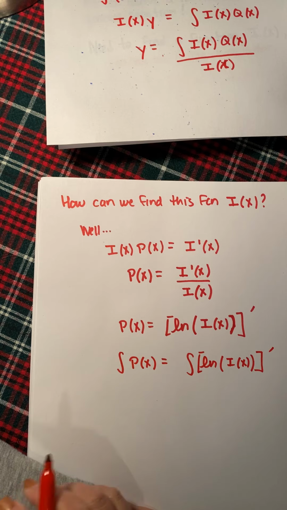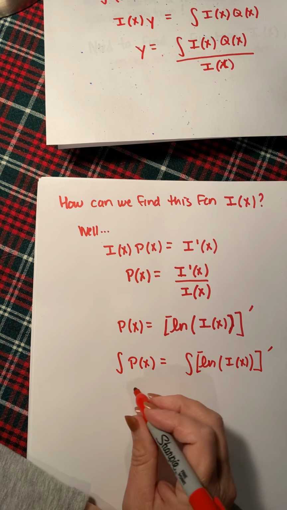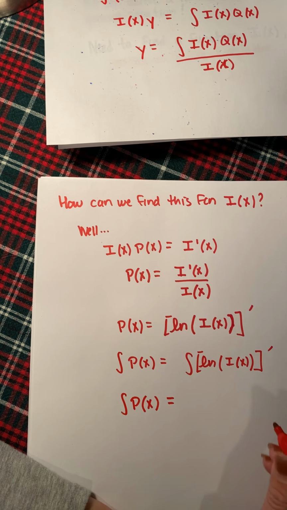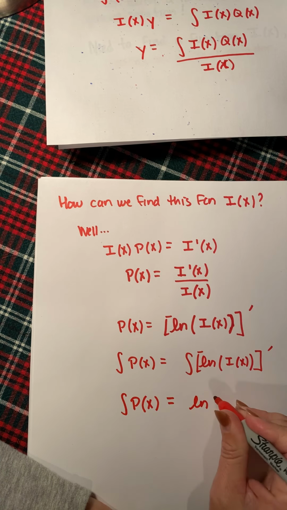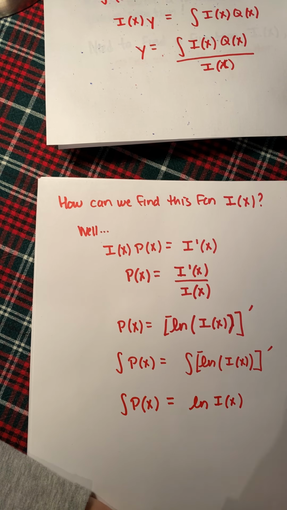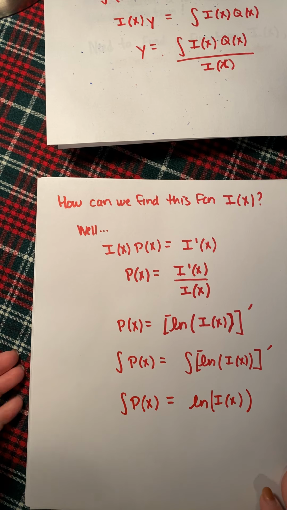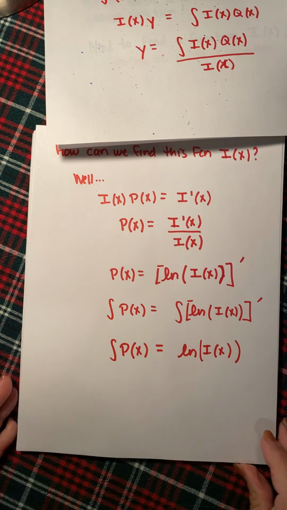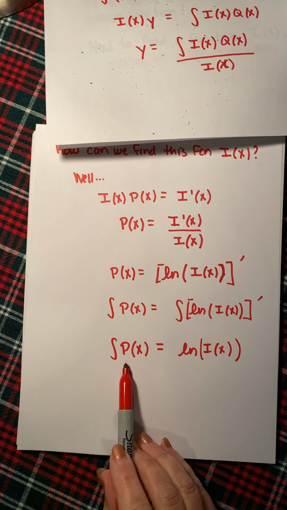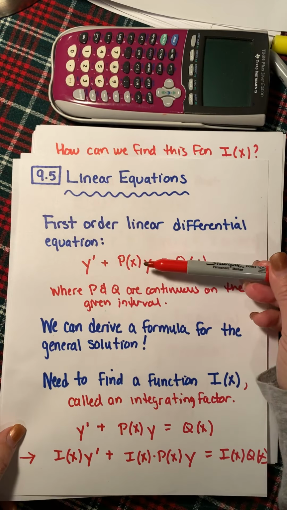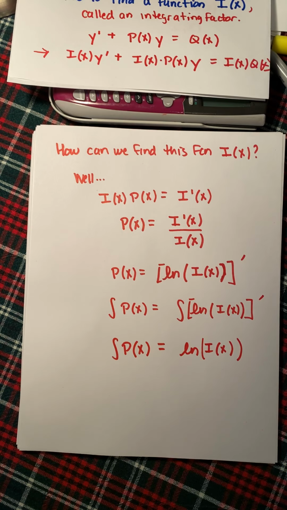It's a derivative. But the integral of a derivative is just the function itself. So we can't do anything over here because we don't know anything about p of x, but this is just the natural log of this function, I of x. So we're so close to finding a template for I. So the antiderivative of p, which is found in this form of the equation, is just equal to the natural log of I of x.